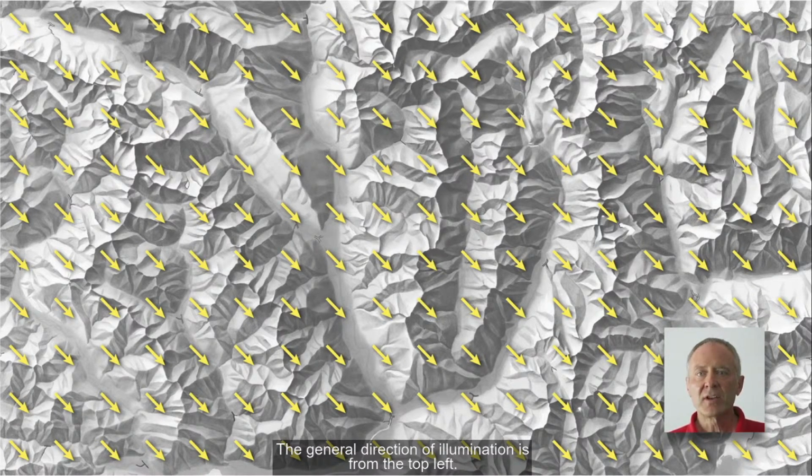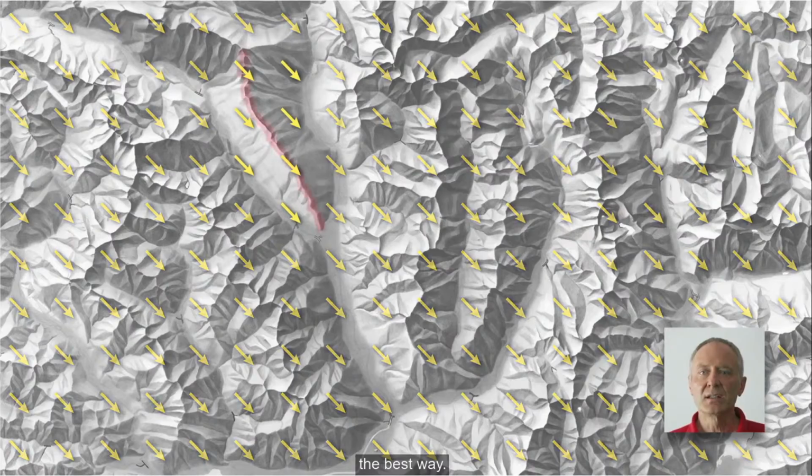The general direction of illumination is from the top left. This reduces the chances of relief inversion. Relief inversion may occur when the terrain is illuminated from the bottom. With relief inversion, mountains are perceived as valleys and valleys are perceived as mountains. However, with an illumination strictly coming from the top left, not all terrain forms are illuminated in the best way.